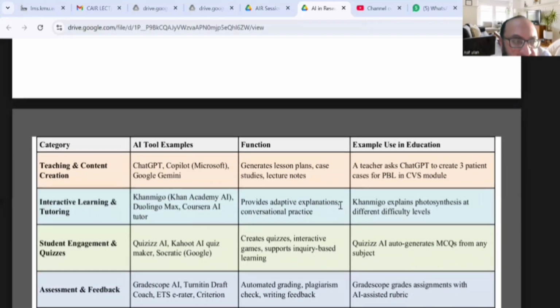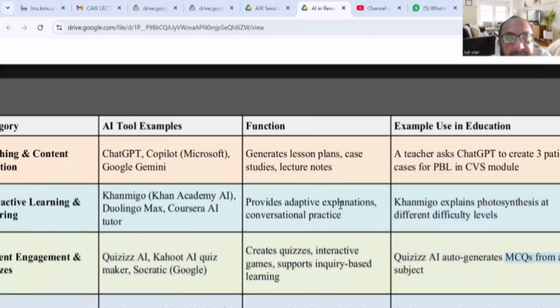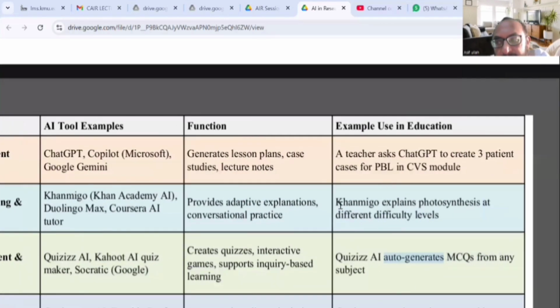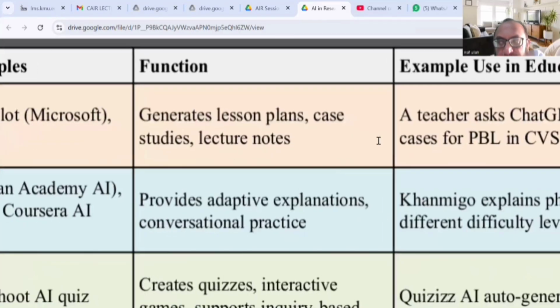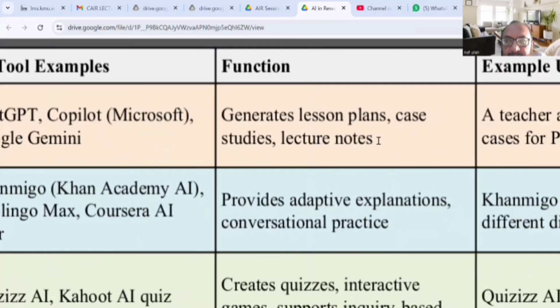one by one. So if you want teaching and content creation: ChatGPT, Copilot in Microsoft, and Google Gemini generate lesson plans, case studies, and lecture notes. A teacher can ask ChatGPT to create 3 patient cases for PBL in a CVS module. Interactive learning and tutoring: Khanmigo, Khan Academy AI, Duolingo Max, and Coursera AI Tutor. They can provide adaptive explanation and conversational practice. Khanmigo explains photosynthesis at different difficulty levels.